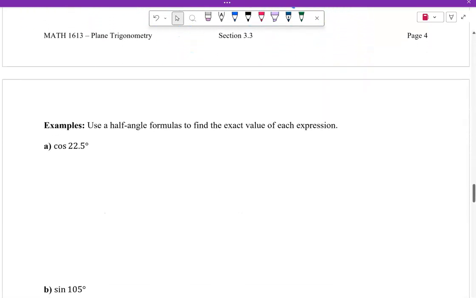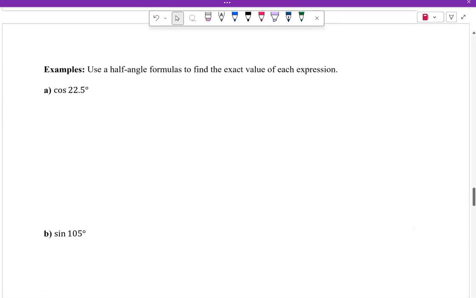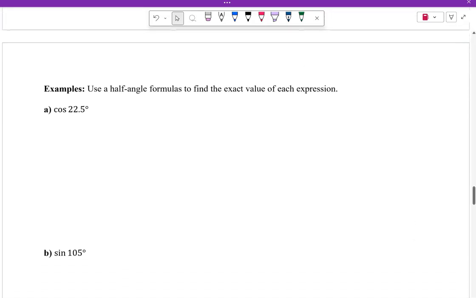Oh, so we're going to use the half angles to find the exact value of the expression. So use a half angle to help us figure this out. Okay, so let's just jot down a couple of things here. As of right now, this is in quadrant 1. Okay, so if we're using the half angle formula, let's go backwards from that.